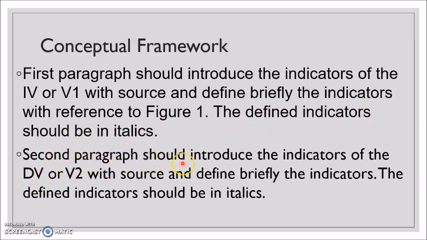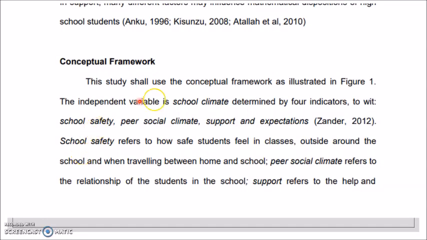Yung second paragraph naman should introduce the indicators of your dependent variable or your second variable with source and define briefly the indicators kagaya ng ginawa sa first paragraph. And the defined indicator should also be in italics. Okay? So, yung variables natin, pwede natin tawagin variable 1 or variable A, okay, variable 2 or variable B. So, let's have an example.